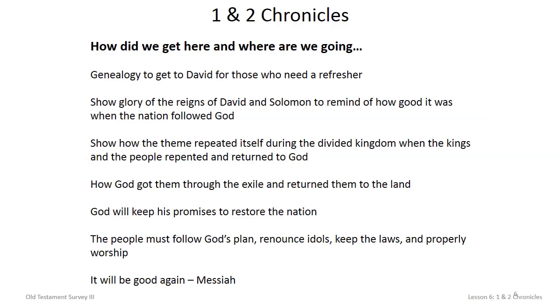It shows how God got them through the exile and returned them to the land. He actually did keep the promises that he made, which then, of course, gives them hope and confidence that God's going to keep the promises that he's made to completely restore the nation. And, of course, they have to show that people have to follow God's plan, renounce their idols, keep the laws, and worship properly in order for God's blessings to flow, with the ultimate goal being the hope that, yes, it's going to be good again, and ultimately really good when the Messiah shows up.